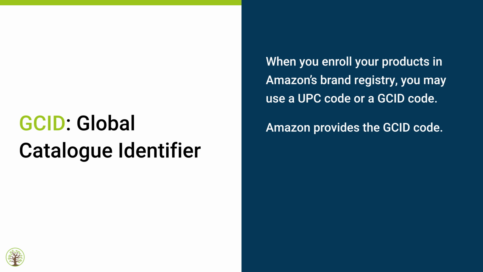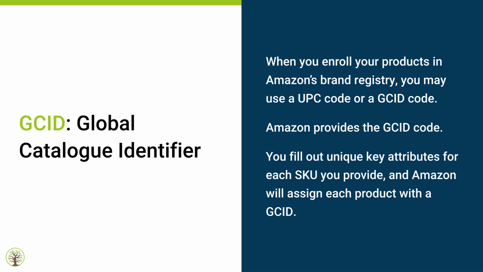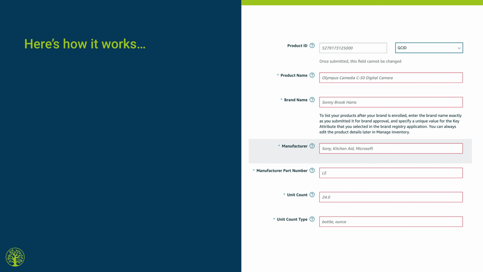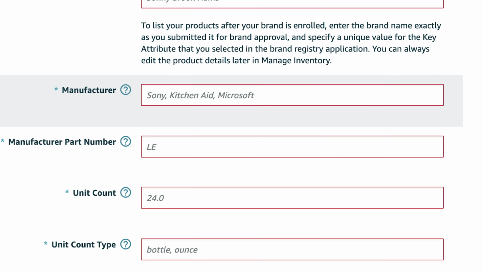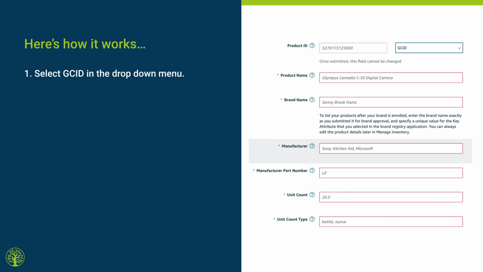You don't have to go buy it from GS1. And the way you do this is you're gonna fill out all the key attributes, the unique key attributes for your Amazon listing, even the SKU, which is just your own personal number to keep track of your product. It's not official anywhere. And Amazon will assign each of your brand registered products its own GCID. So for example, every single one of these boxes is a product identifier.